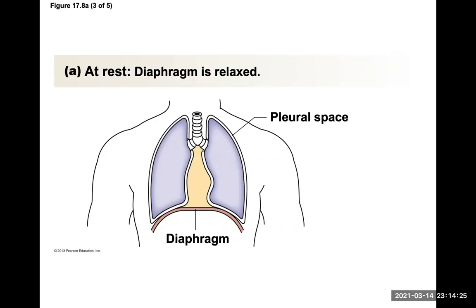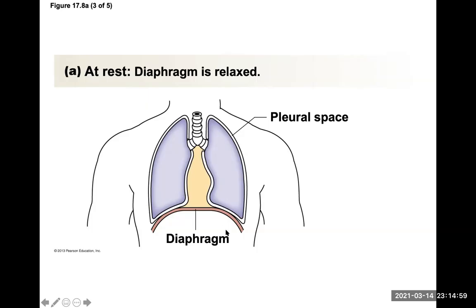So how do we increase the volume? If you contract the diaphragm, you're going to contract the diaphragm and basically straighten it out, and then also have the external intercostals pull the rib cage up and out. You're going to increase the volume of your thoracic cavity. When you increase the volume, you decrease the pressure. So again, the diaphragm is going to contract, and the external intercostals and the scalenes are going to help pull the ribs up and out.